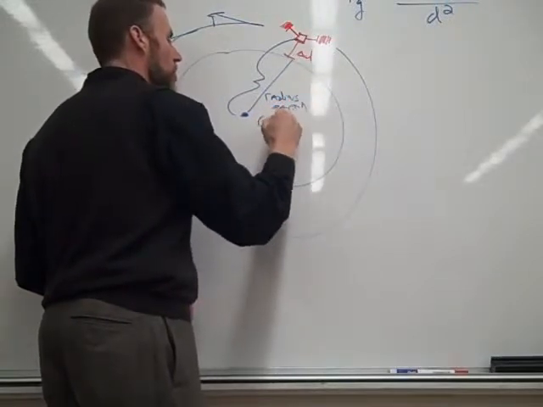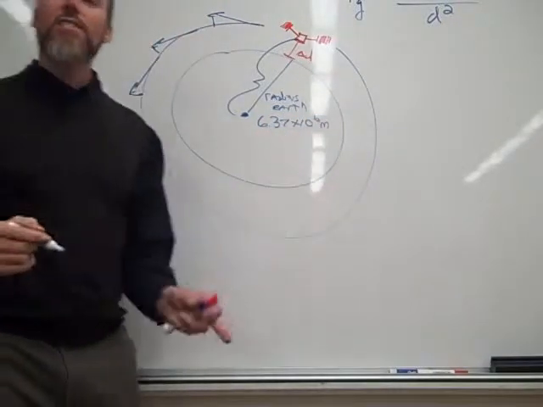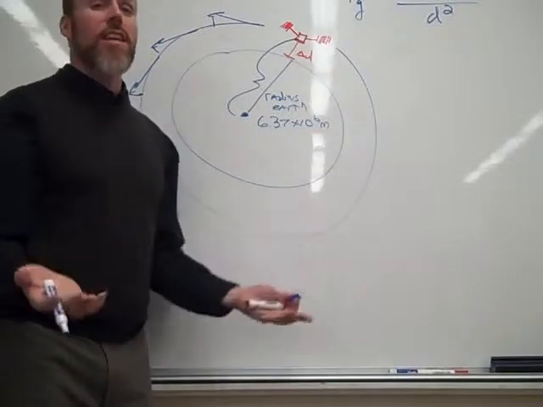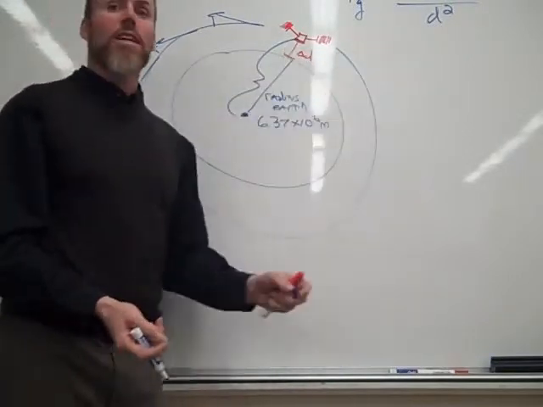Which happens to be 6.37 times 10 to the 6th meters. So we do have to consider that as well as the height that the satellite is found at. And that would get us our total distance, maybe in this equation here, right?